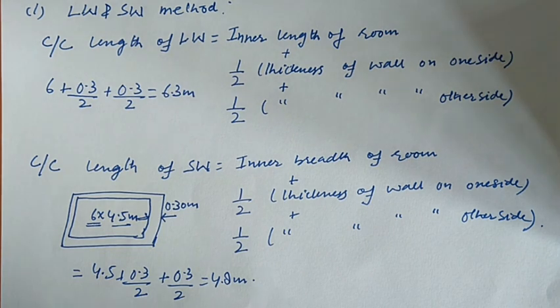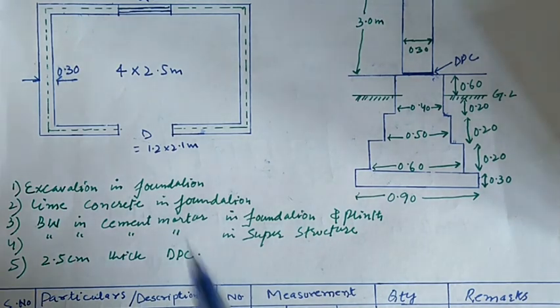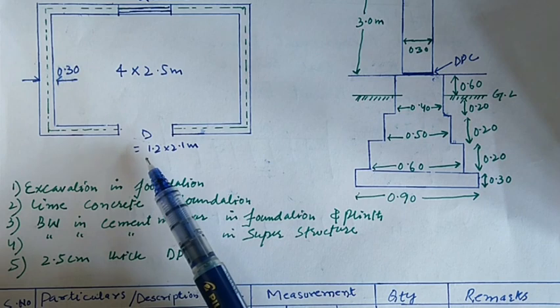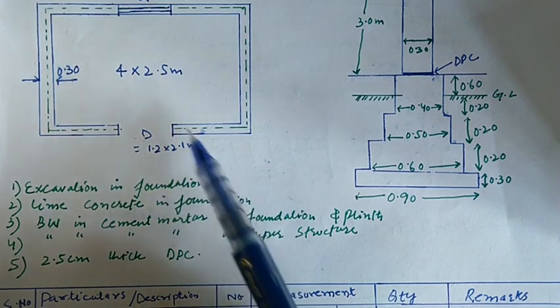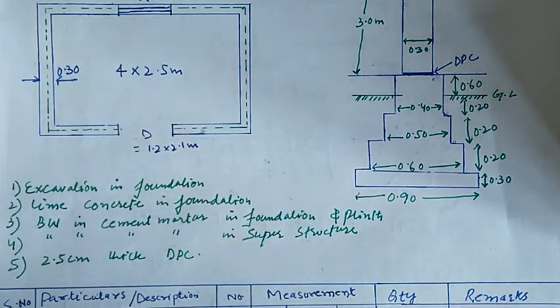Now let me try to solve a simple problem on this method. This is a very simple problem in which we are given a simple plan. The room dimensions are 4 cross 2.5 meter, you can see it here, and the thickness of the wall is 0.30. There is one door, dimension 1.2 into 2.1 meter. The window is there, 1.1 into 1.5 meter.